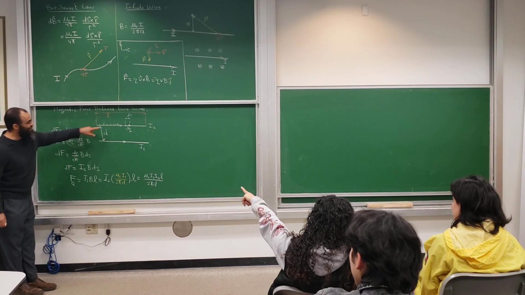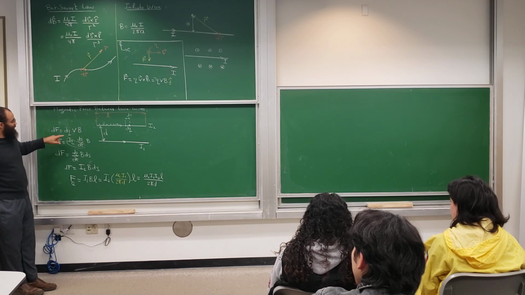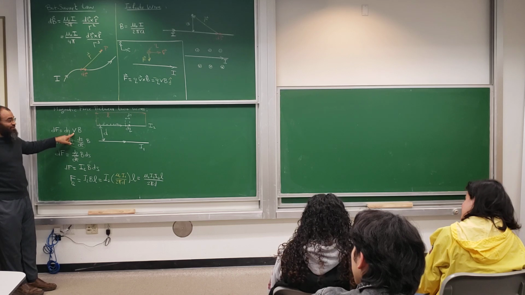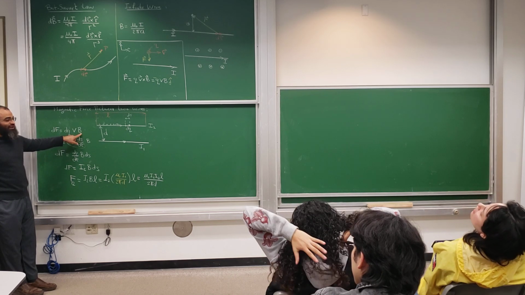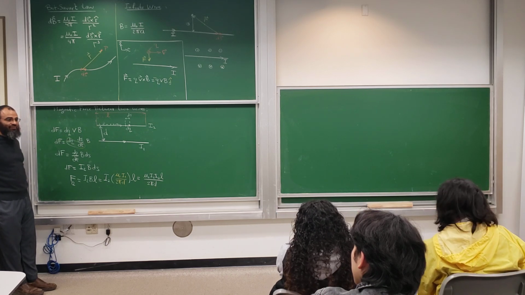I1. No, it's on I2. DQ is on I2. And who is moving with velocity V? I2? Yeah, DQ. And who is generating the V? I1. Yeah, okay.